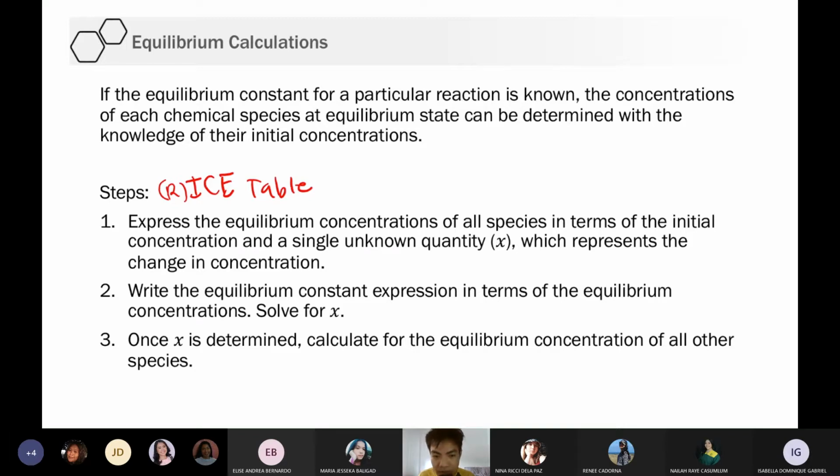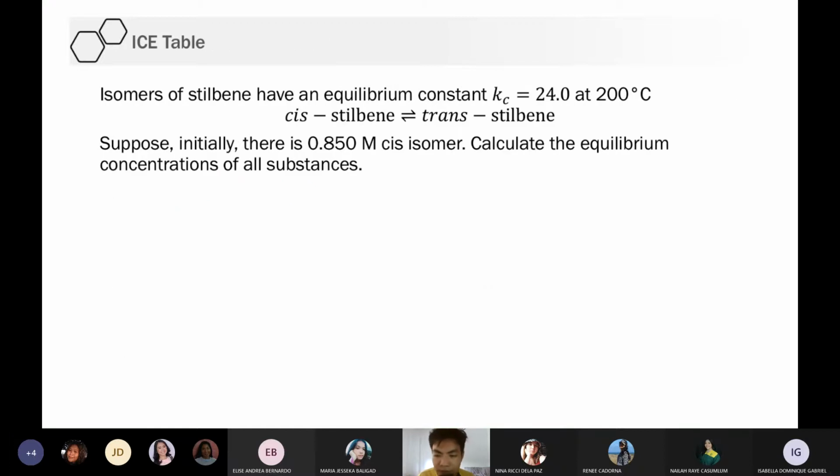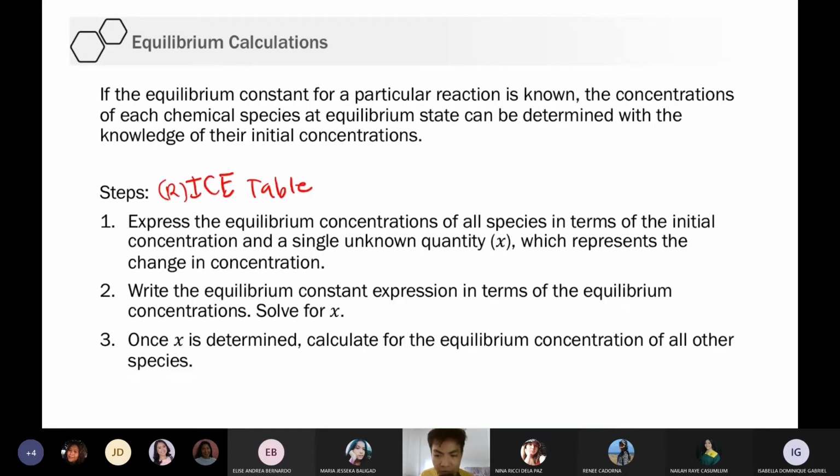So you express it with an unknown variable x, and later on, you will plug the expressions for equilibrium concentration into the equilibrium constant, and then you solve for x. So that involves algebra. And once x is determined, you can now recalculate the equilibrium concentration of all other species. So what does that mean? Okay, let's go to a problem. This is the meaning of steps 1, 2, 3.